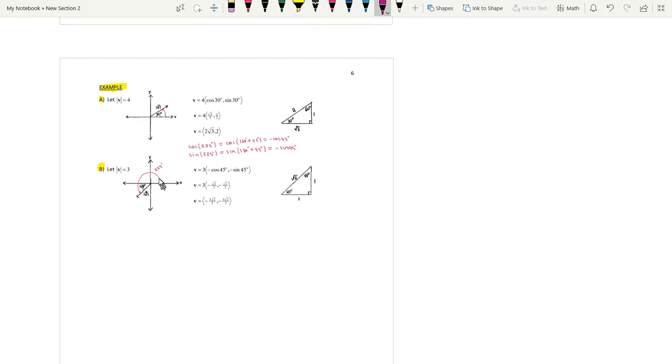Now you can get this negative cosine 45 degrees in another way. If you start from here, the total angle is 180 plus 45, which is 225. So cosine 225 is the same as negative cosine 45 degrees. Similarly, sine 225 is the same as negative sine 45 degrees.